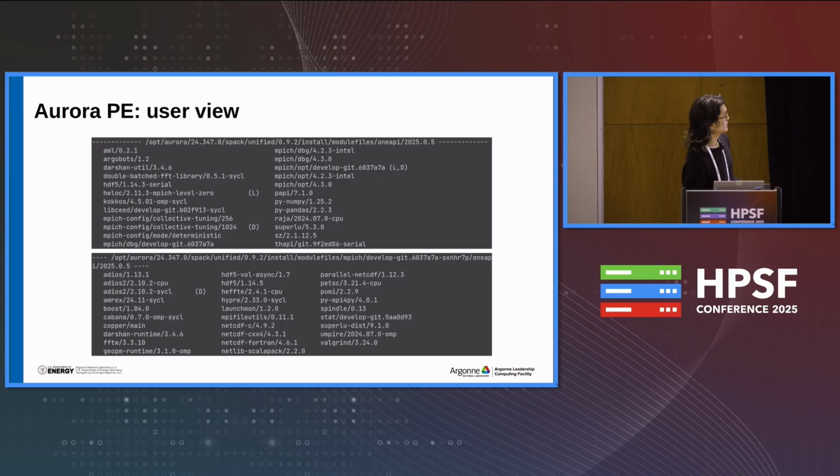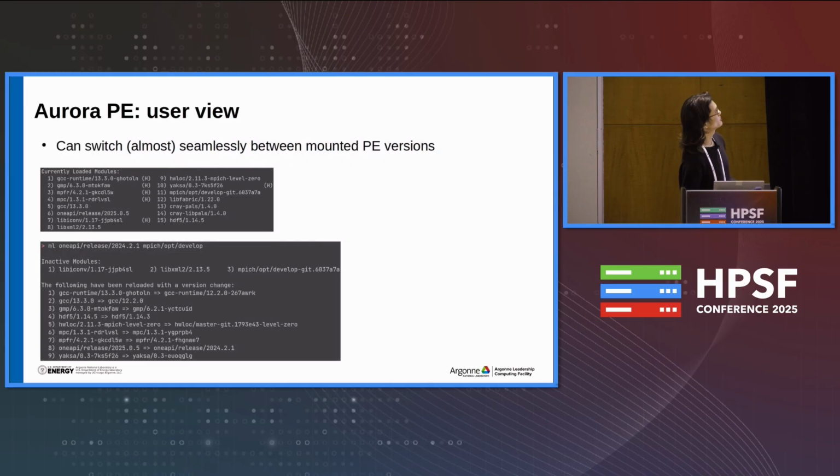And we can somewhat easily switch between PE versions. Sometimes it's a little finicky. But if we have multiple PEs mounted at once, you can just load a different oneAPI version that corresponds to a different PE and its corresponding MPICH, and then the Lmod hierarchy will do its magic and automatically sort through all that.